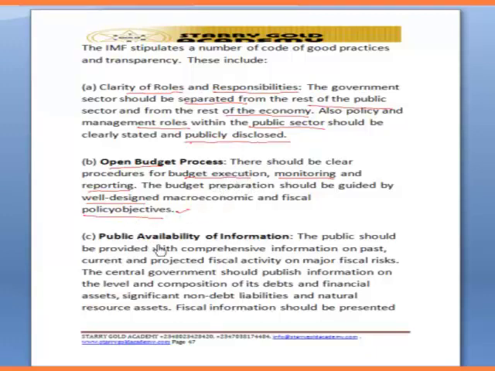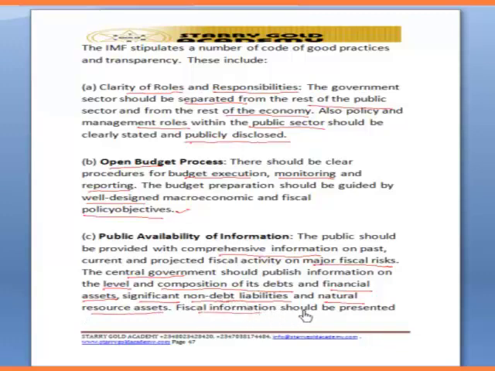Let's look at the public availability of information, which is another point. The public should be provided with comprehensive information on past, current, and projected fiscal activity, and on the major fiscal risks. The central government, which is the federal government, should publish information on the level and composition of its debt, and financial assets, significant non-debt liabilities, natural resources assets.